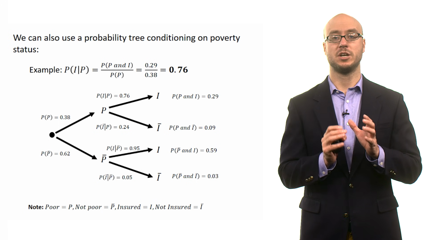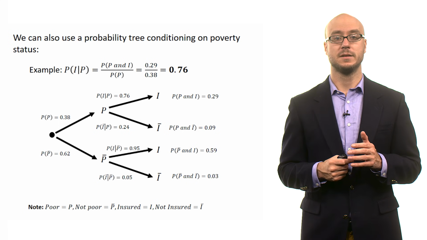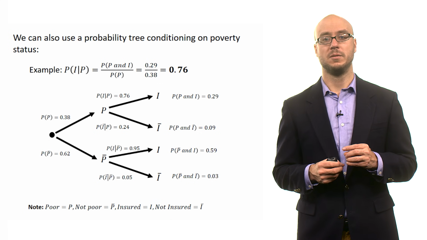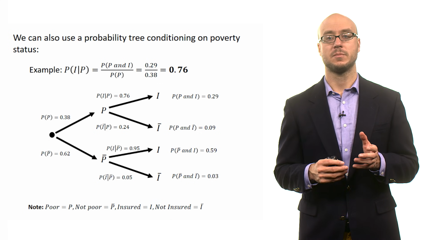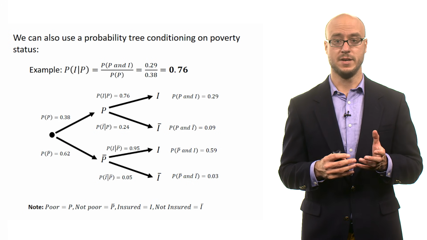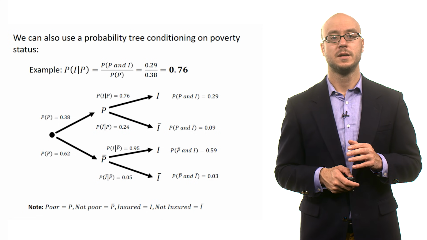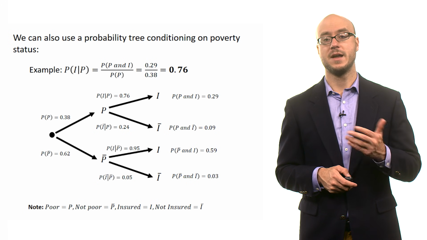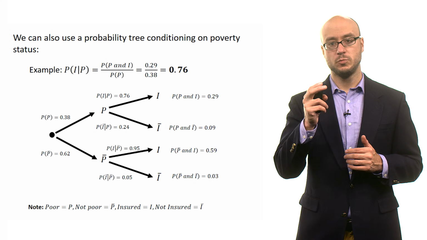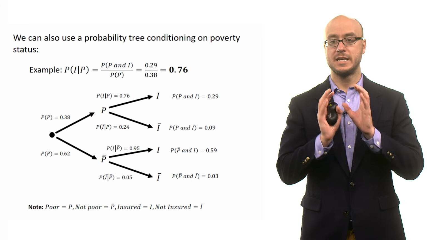So in this case, since we're conditioning on P, that first event will entail P and not P. And then the other 4 branches are going to tell us the probabilities of I given P, not I given P, I given not P, and not I given not P. So you can see that the overall probability of P is 0.38, and not P is 0.62. When we multiply each of those branches across, we get these 4 joint probabilities.